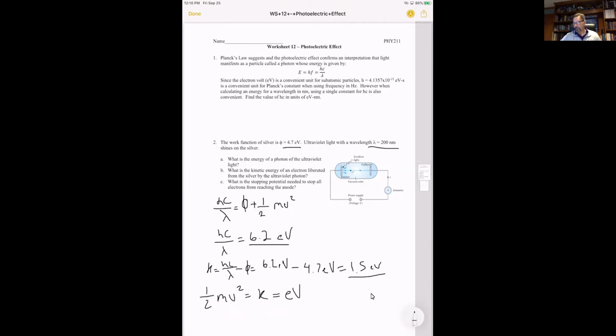And solve for V. So it looks to me like it's 1.5 volts, isn't it? Yeah. Isn't that nice? Wouldn't it be negative 1.5? Like if you need to... I would be okay if you wrote that.